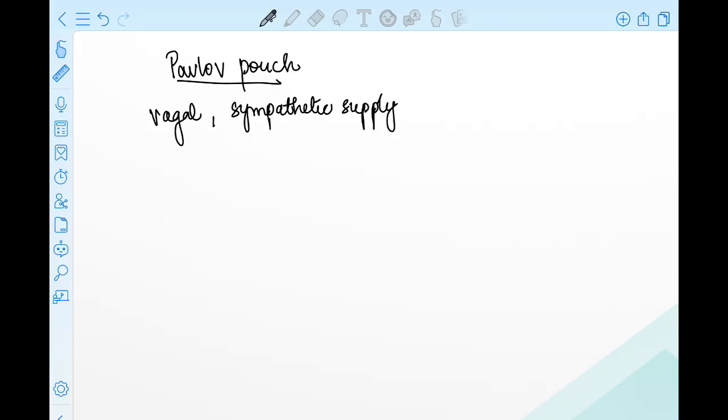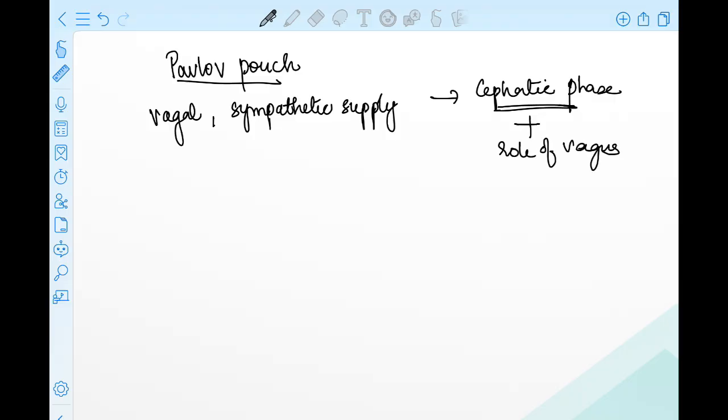So the Pavlov pouch has got vagal as well as sympathetic supply. It is just a separate bag-like structure which is separated from the stomach. And the use is, it is used to demonstrate only the cephalic phase of gastric secretion, and also the role of the vagus nerve in gastric secretion. That is the Pavlov pouch.